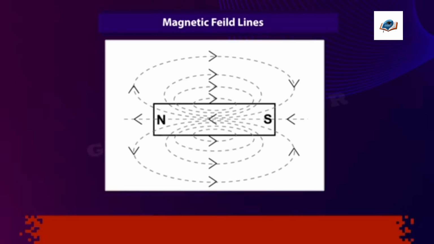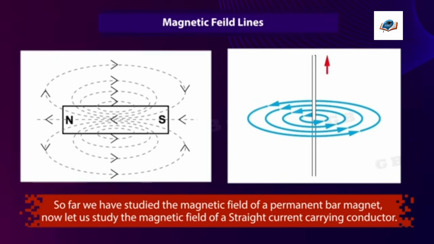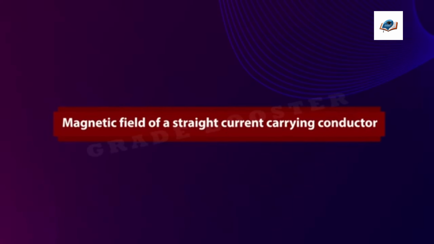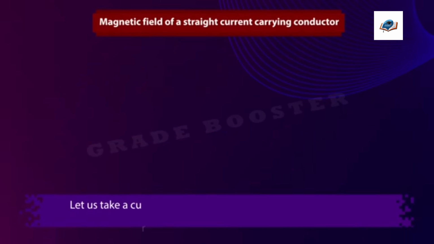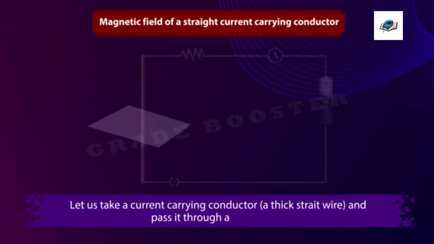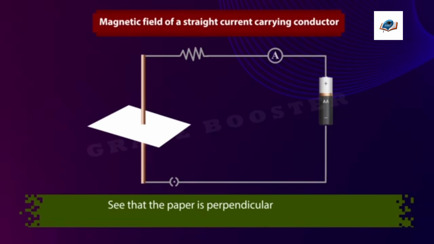So far, we have studied the magnetic field of a permanent bar magnet. Now, let us study the magnetic field of a straight current-carrying conductor. Magnetic field of a straight current-carrying conductor. Let us take a current-carrying conductor, a thick, straight wire, and pass it through a plain paper. See that the paper is perpendicular to the wire.